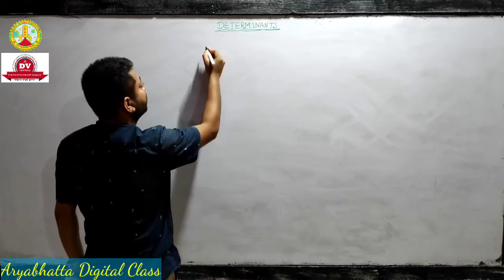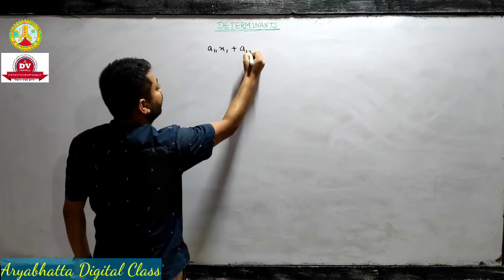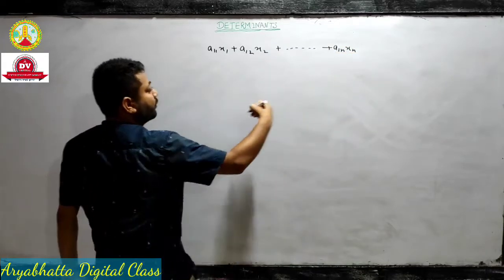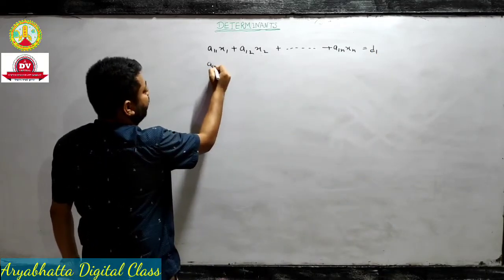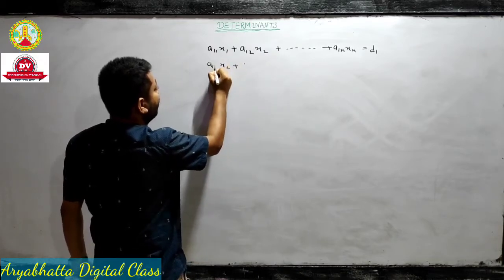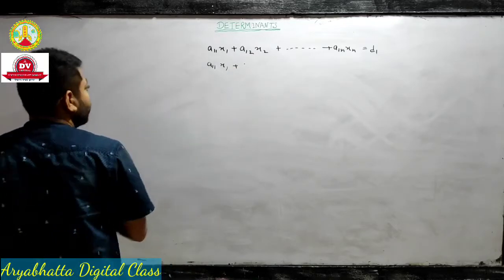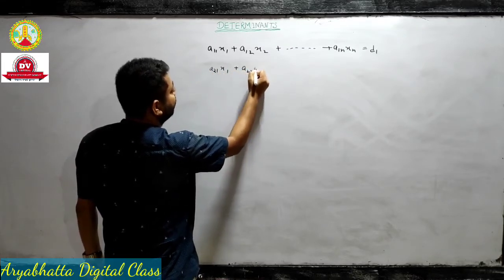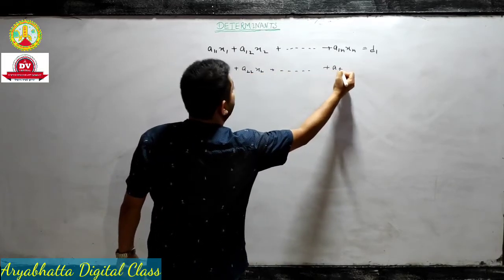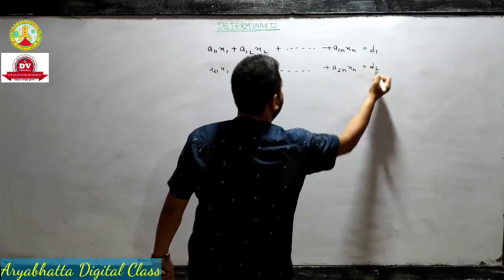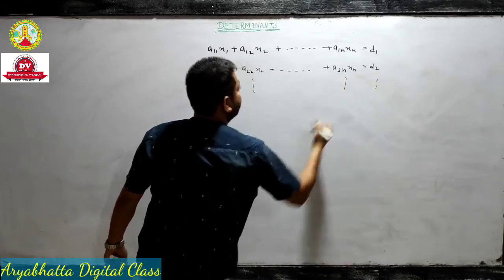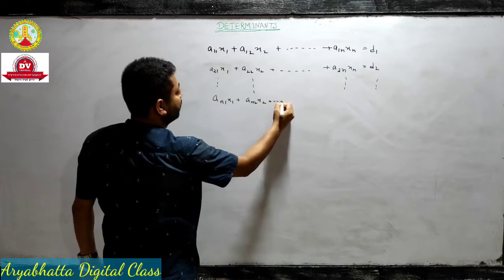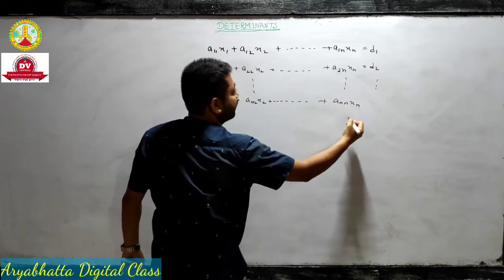Consider a system of linear equations: a11 x1 plus a12 x2 plus ... plus a1n xn equal to d1; a21 x1 plus a22 x2 plus ... plus a2n xn equal to d2; and so on, up to an1 x1 plus an2 x2 plus ... plus ann xn equal to dn.